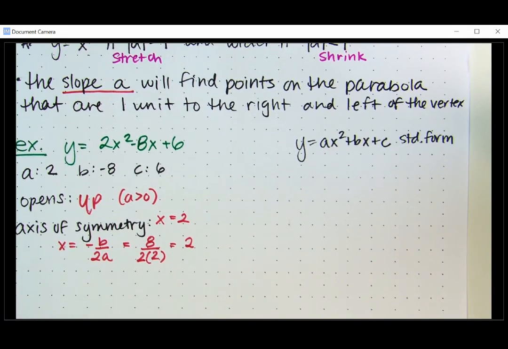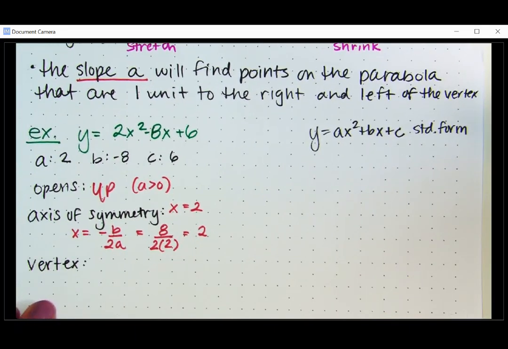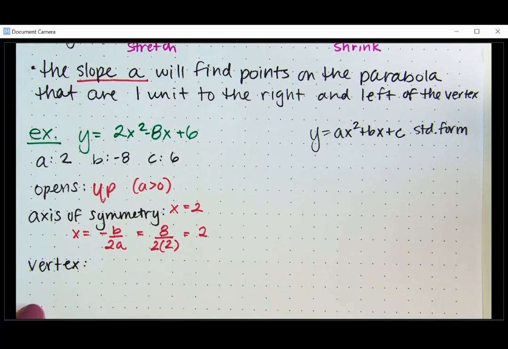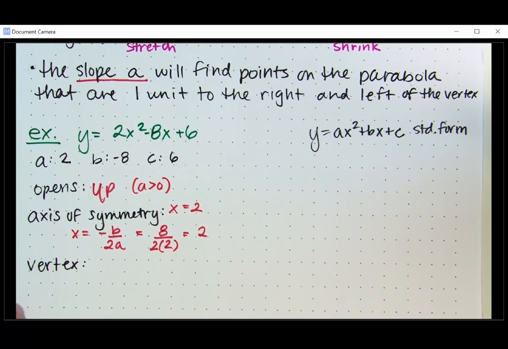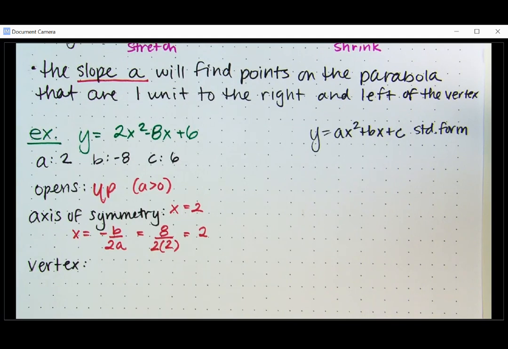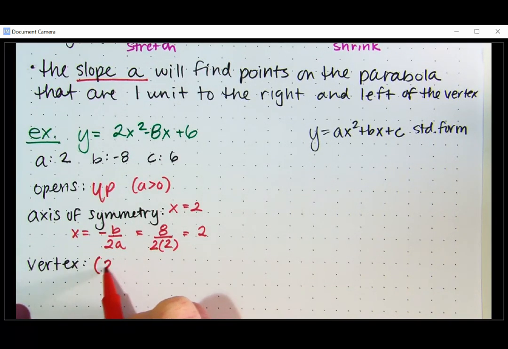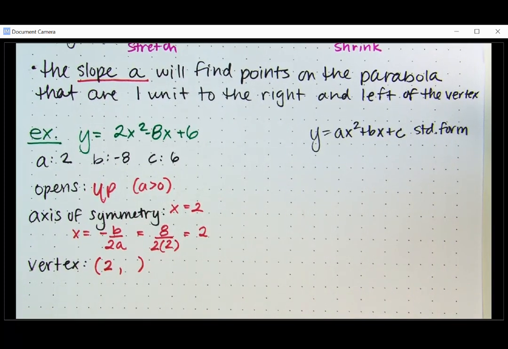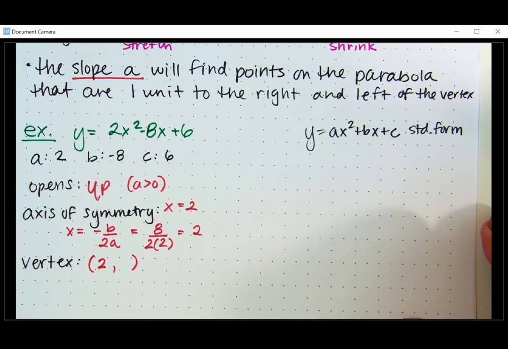All right, next up, the vertex. And these are pieces of information that you had to give on the last example as well. So keep that in mind, that we're not having you do anything extra like that. These are all pieces of important information. So the vertex is going to be the x coordinate that we found up here, right? So my x coordinate is 2. I just have to find the y coordinate. And what the instruction said was substitute the x to find the y.